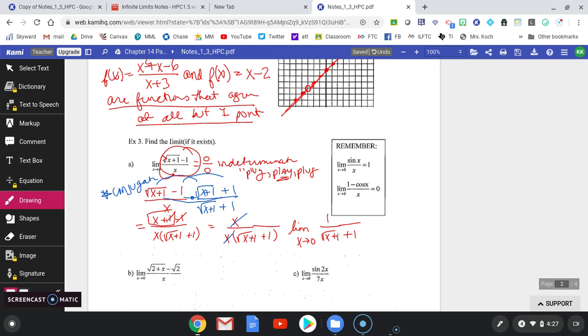Now we did the play part by multiplying by the conjugate. Let's go ahead and plug in again. So when I plug in again, I get 1 over the square root of 1 plus 1, and that's just a 1. My limit is 1/2.